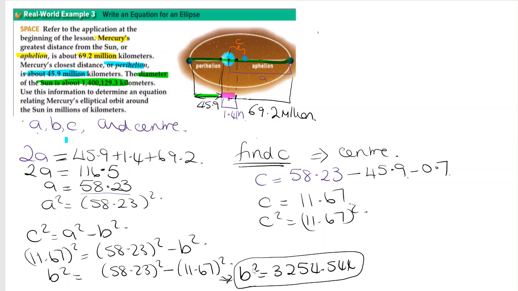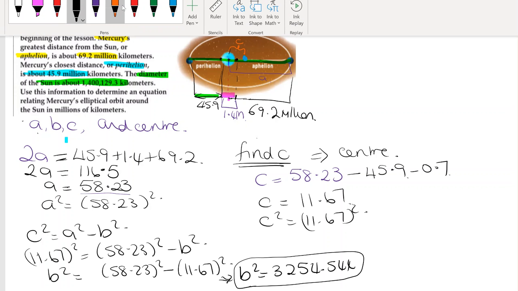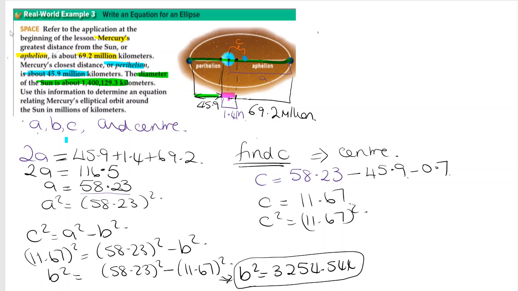So now we need to put this into our equation. This is horizontal, and because it's horizontal, that means that x squared is with a squared. And our center, we're going to assume this is at the origin at 0, 0. So we're going to substitute into this formula.